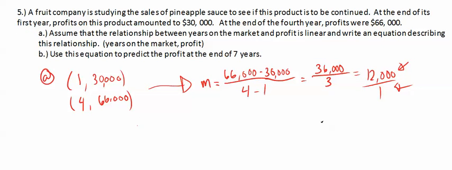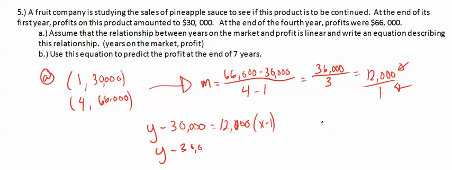Once we have our slope, we can take a point and then we can put it into a point slope equation. We'll put this into slope-intercept form so it's a little bit easier to work with. We'll distribute the 12,000. So we get y equals 12,000x plus 18,000.